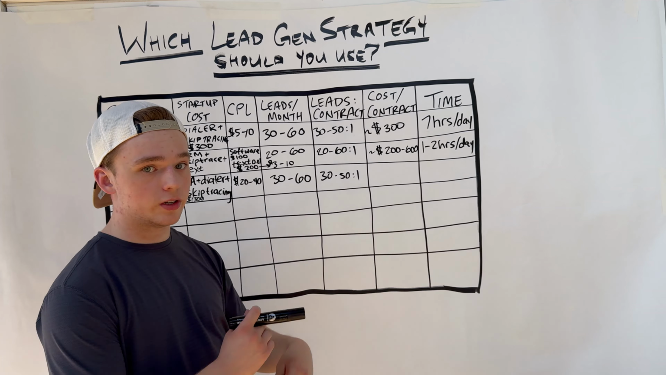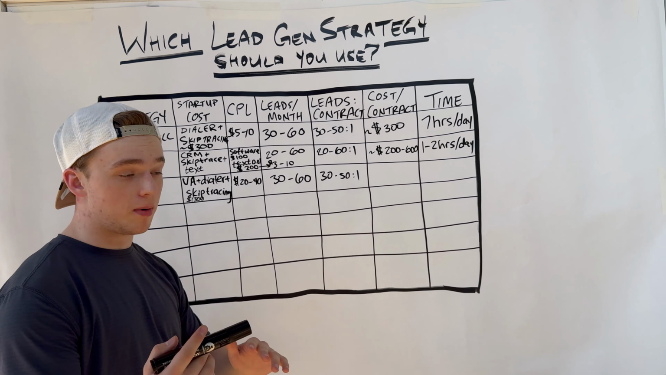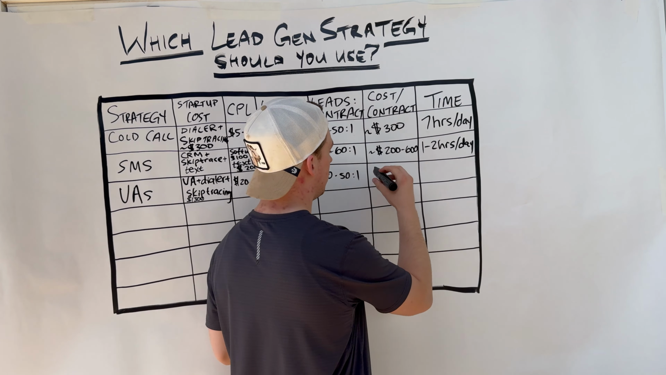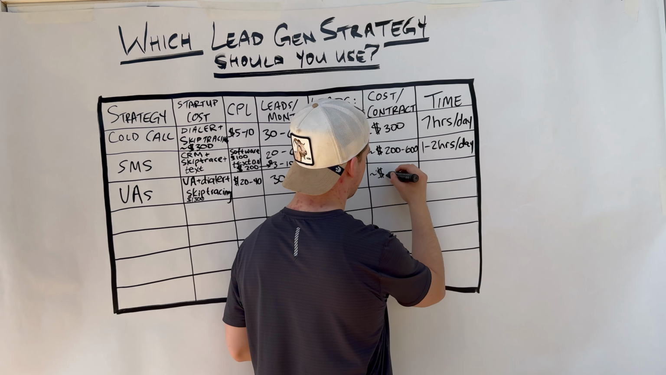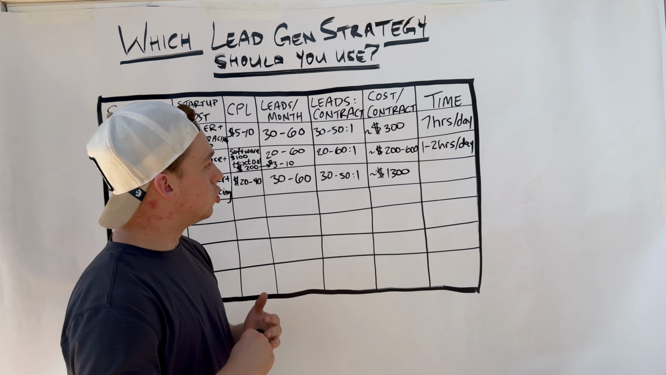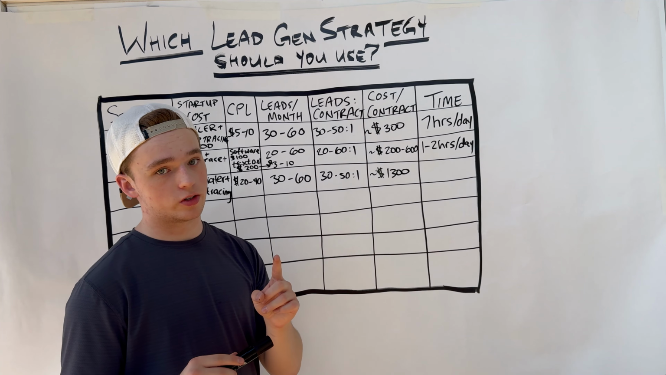Cost per contract. If you're getting about 1 deal per month, and it costs you $1,300, guess what your cost per contract is? $1,300. Every $1,300 that you spend, you should be getting at least one contract.